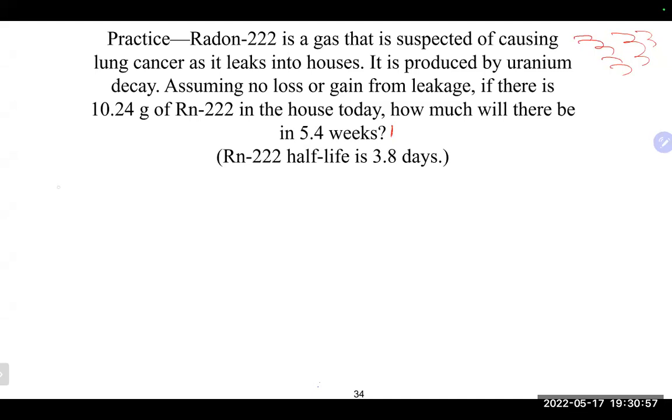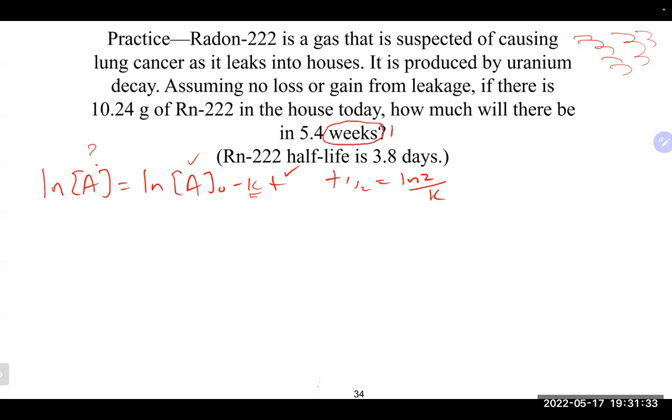So once again, we're going to roll with our first order equations. And in this case, we have a couple things. We have obviously the time. We do have our initial. We're looking for what will be there in 5.4 weeks. So once again, we do need to get to our decay constant. We are given the half-life, and as was questioned earlier, one of our times is in weeks and one of them is in days. So you do need to do a conversion.